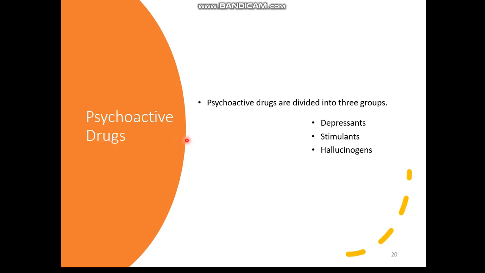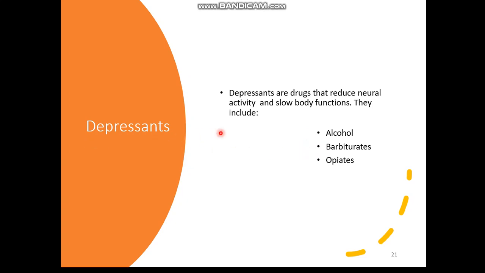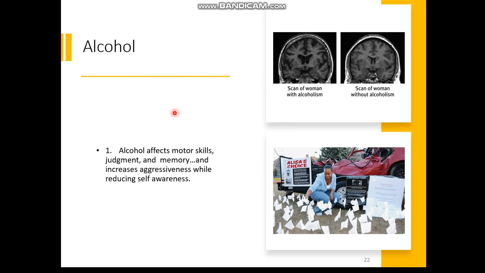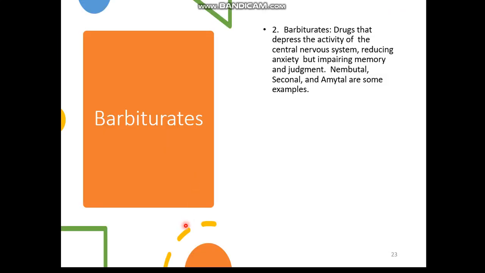Psychoactive drugs. Psychoactive drugs are divided into three groups: depressants, stimulants, hallucinogens. Depressants reduce neural activity and slow down body functions. We have three types: alcohol, barbiturates, opiates. Alcohol affects motor skills, judgment and memory, and increases aggressiveness while reducing self-awareness.